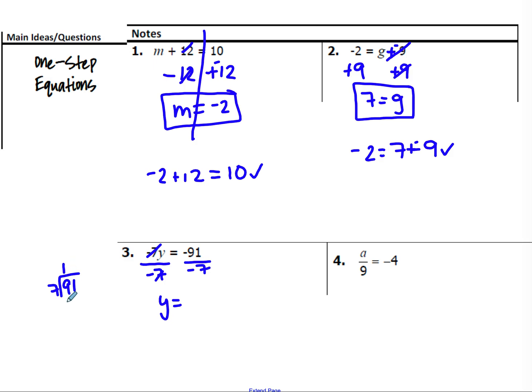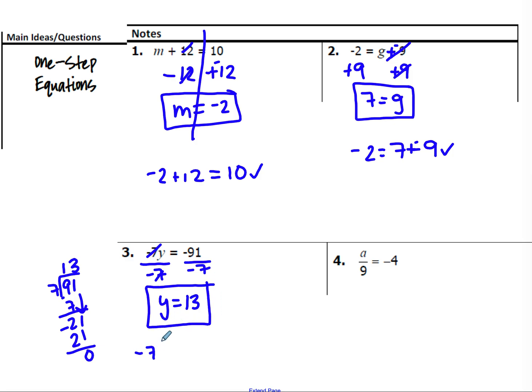7 goes into 9 once. 9 minus 7 is 2. Bring down our 1. 7 goes into 21 3 times. 3 times 7 is 21. 21 minus 21 is 0. So I've got 13. Same signs, answer's positive. That's for multiplication and division. So y equals 13. Let's check it.